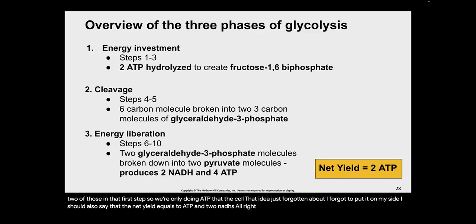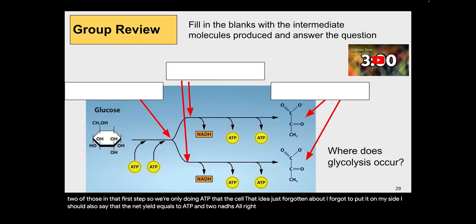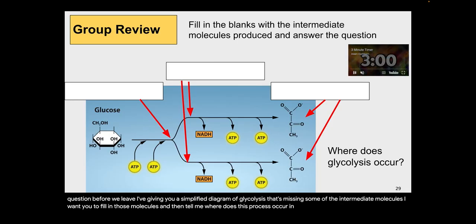All right. We still have 5 minutes here. Let's answer this last question before we leave. I've given you a simplified diagram of glycolysis that's missing some of the intermediate molecules. I want you to fill in those molecules and then tell me, where does this process occur in the cell?